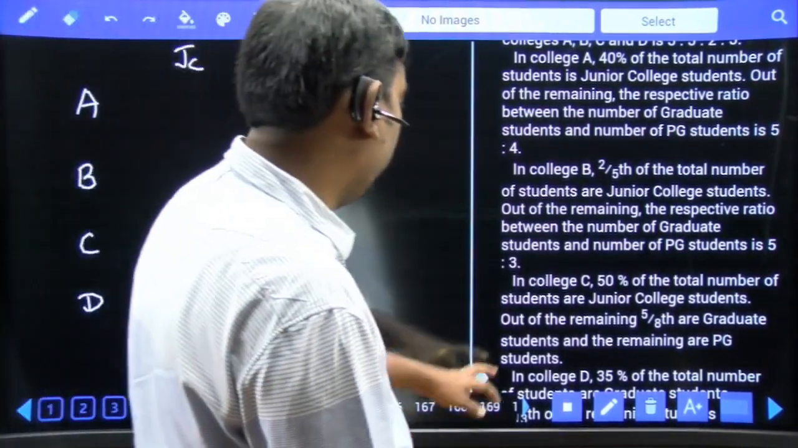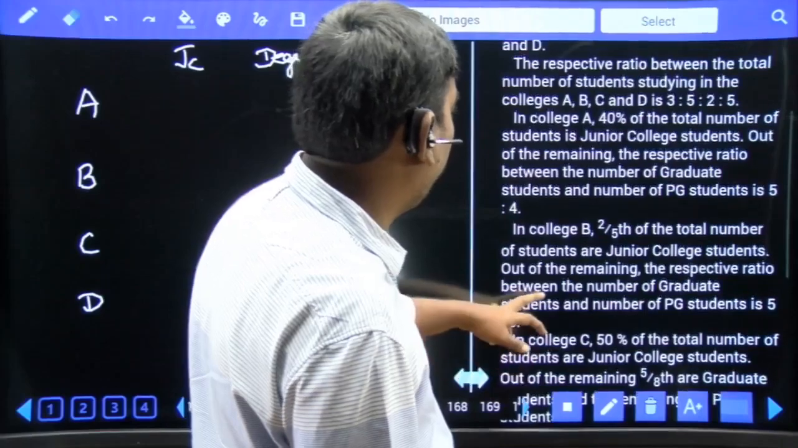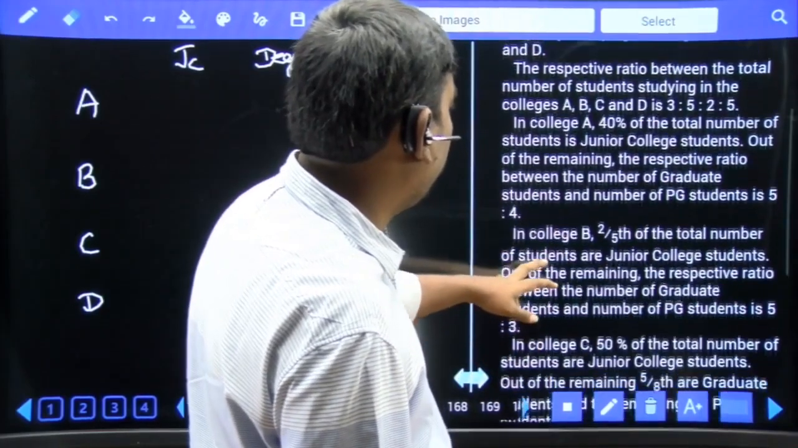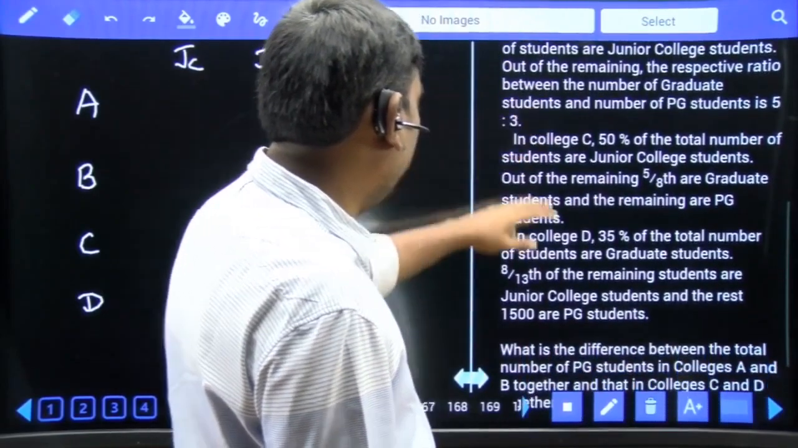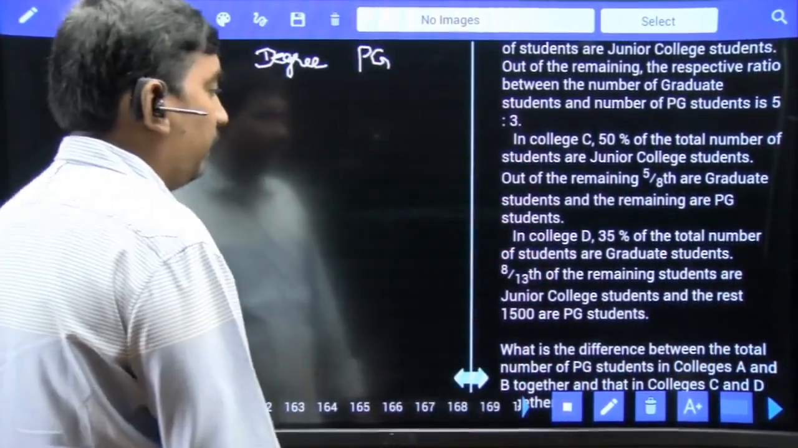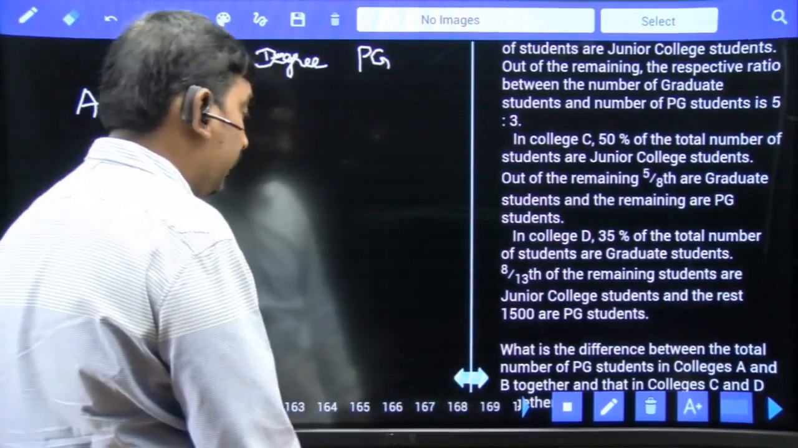College B, college C, college D. I am searching for one value. That value is in college D, where the remaining are 1500. Just go for college D directly.